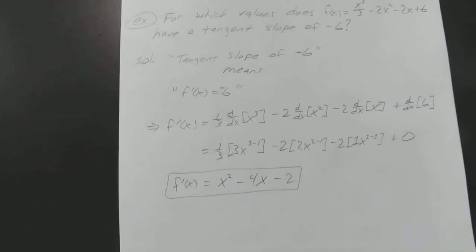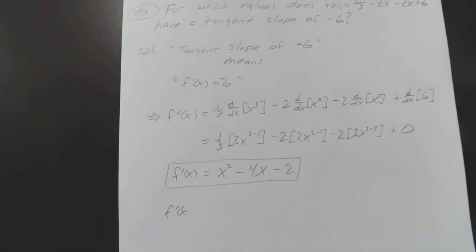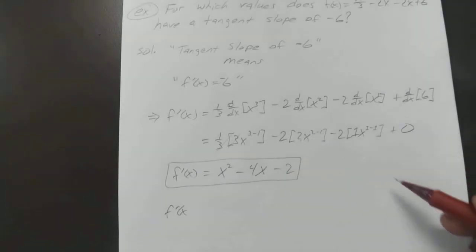So now we just have to find out where our f prime of x is equal to negative 6. The derivative of a constant is always 0. So at this point, we just plug in -6? Nope, you don't plug in -6. We have to find out where it's equal to -6. So you would put all that equal to -6? Yep.